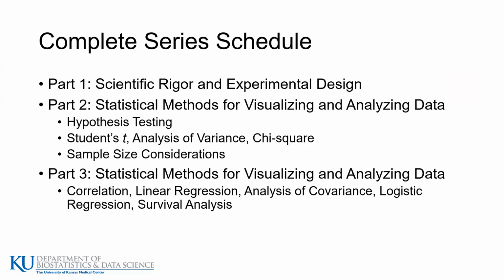So like I said, today we're going to go through statistical methods for visualizing and analyzing data. We're going to give an overview of hypothesis testing, and then we're going to talk about different statistical tests that we can apply to our data. We're going to talk about the student's t-test, analysis of variance, and the chi-square test. And then if we have time, we'll get into some sample size considerations. And then next week, we'll talk about correlation, linear regression, analysis of covariance, logistic regression, and survival analysis.